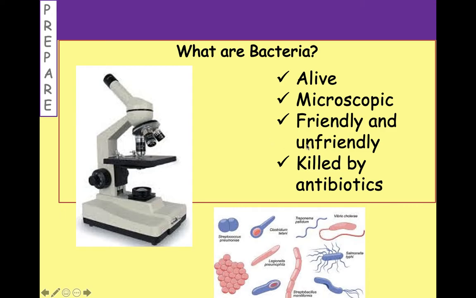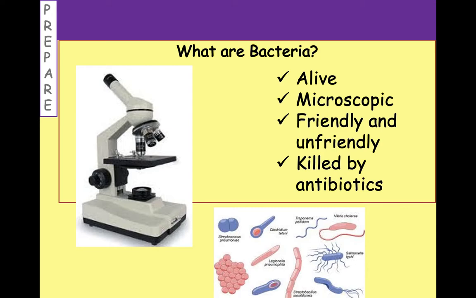If you get ill due to bacteria, then antibiotics can be used to treat them. Antibiotics are just a group of chemicals that kill bacteria without harming the cells in your body. So an antibiotic is a type of chemical that can be used to kill unfriendly bacteria should they make you ill.